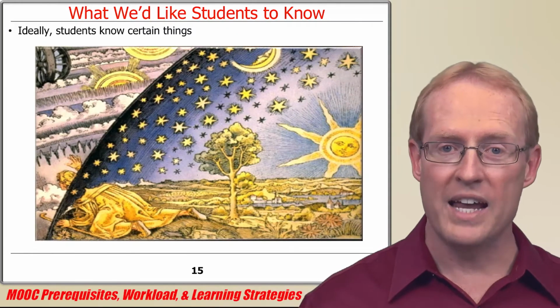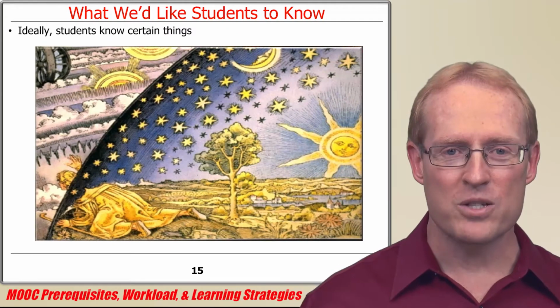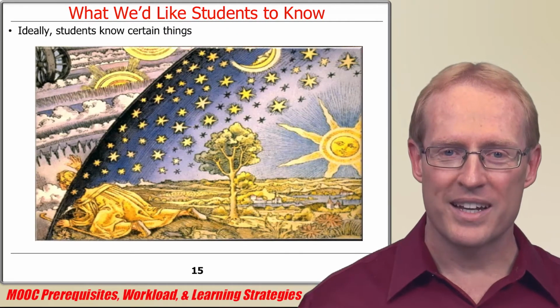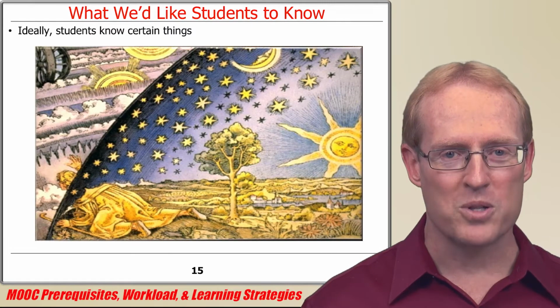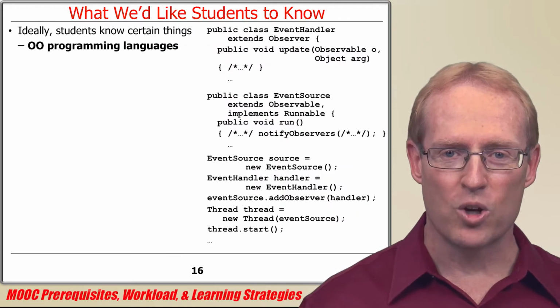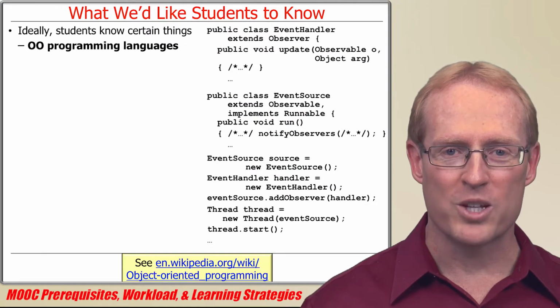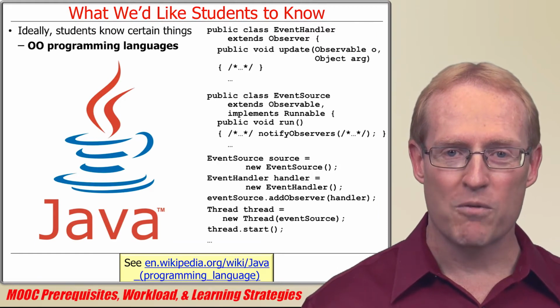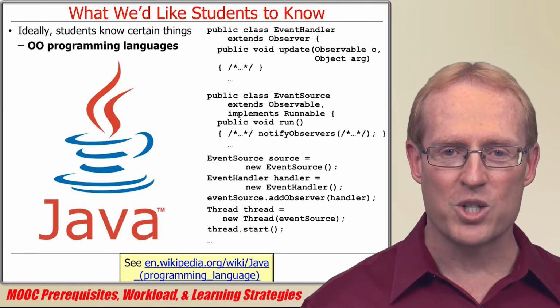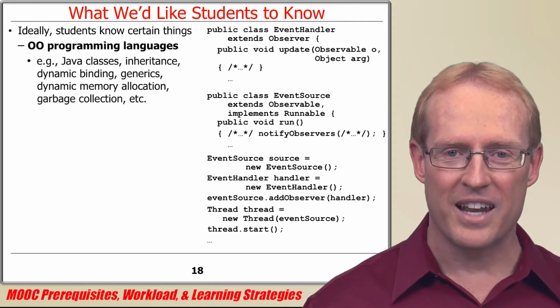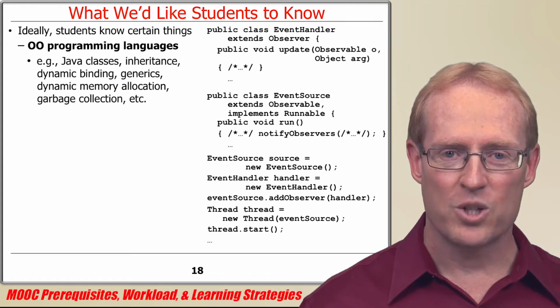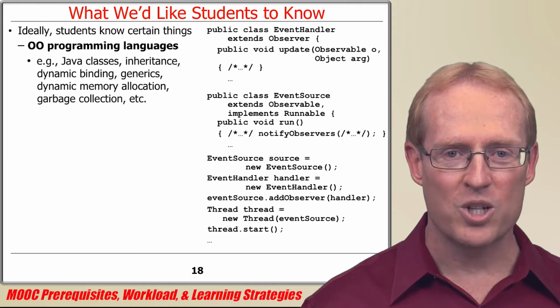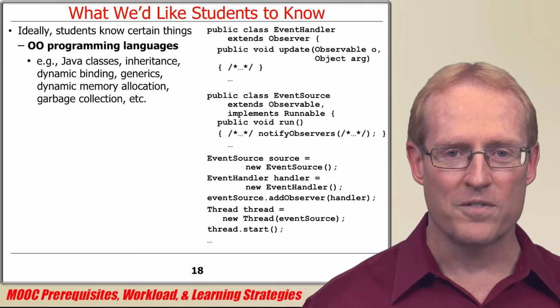To help align our expectations, here are some things we'd like you to know to get the most out of this MOOC. First and foremost, it's essential to have a good understanding of object-oriented programming in general and the Java programming language in particular. For example, you need to understand Java features like classes, inheritance, dynamic binding, generics, dynamic memory allocation, and garbage collection so you can follow along with the examples and assignments we cover.